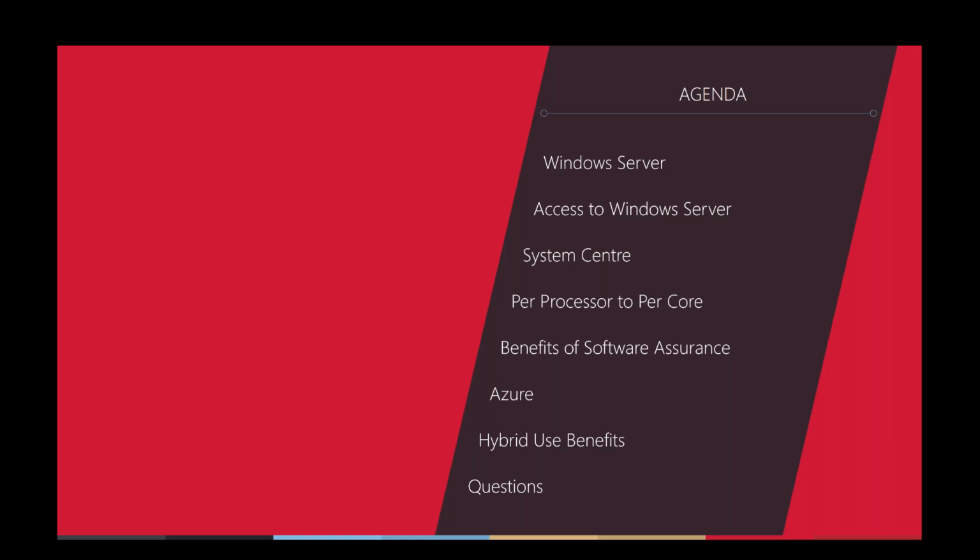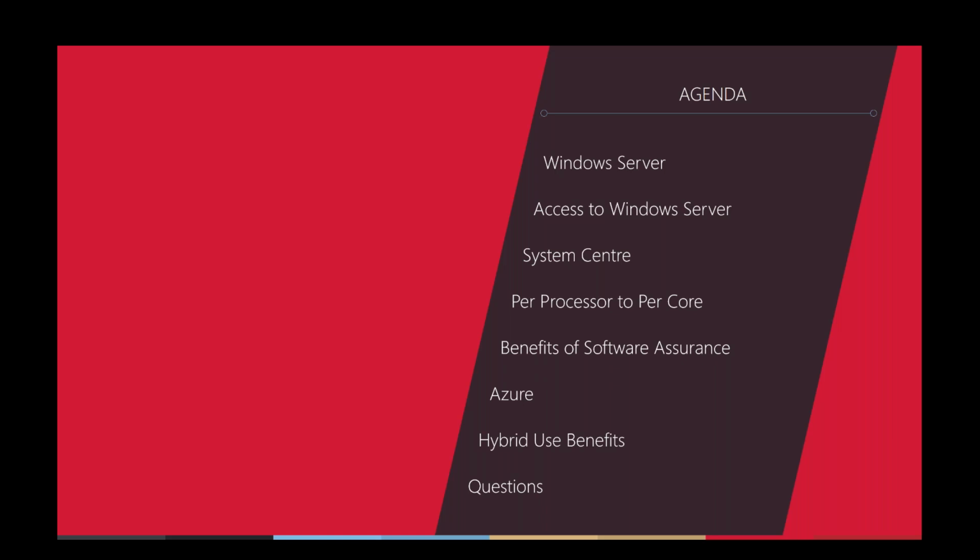So let's have a quick look across the agenda. We'll start with looking at the Windows Server and how to license Windows Server in an on-premise environment. I'll also cover off how you access that Windows Server as well, because that's something else that comes up relatively frequently. We'll compare that to System Center. We'll then look at another key area, which is around the move from per processor to per core, and then the benefits of software assurance, why you may look to get that, where the value may be for you, or why you may need it as a prerequisite.